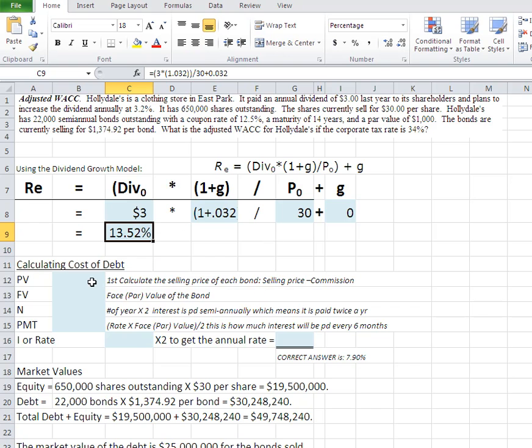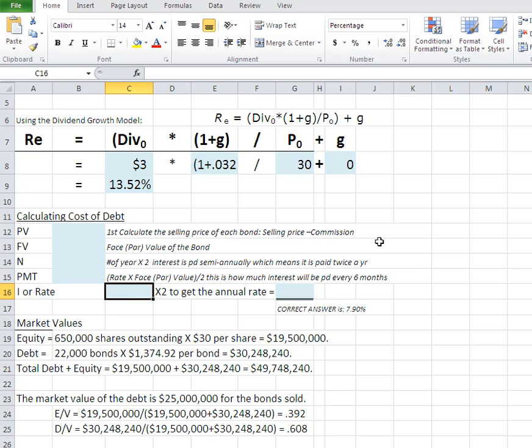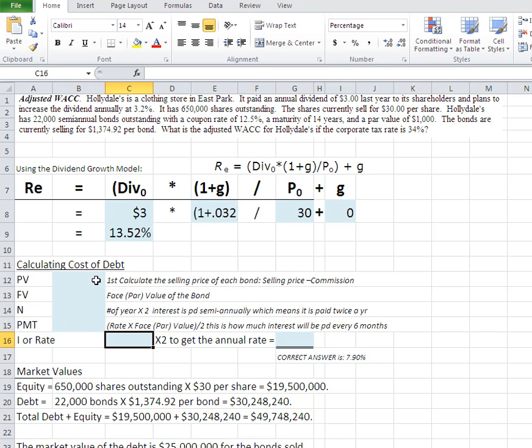Calculating the cost of debt is a simple matter of using the rate function that we used when we did time value of money calculations. You have to do a few little adjustments here. So calculating the present value, it's the selling price of the bond. It's given to you here. If you had any flotation costs or commissions for selling that bond, we would have to take that into account, but we don't have that here.